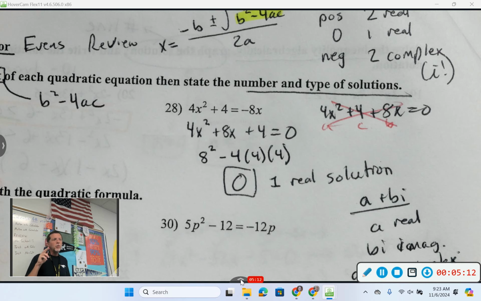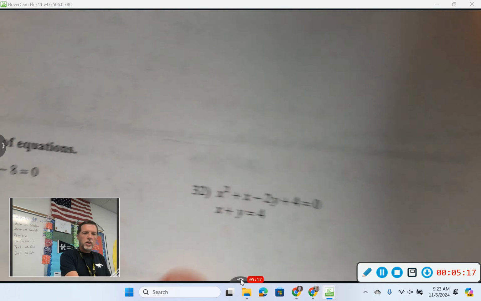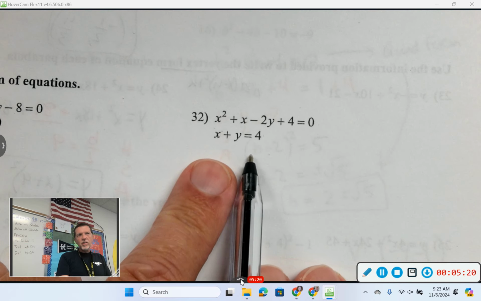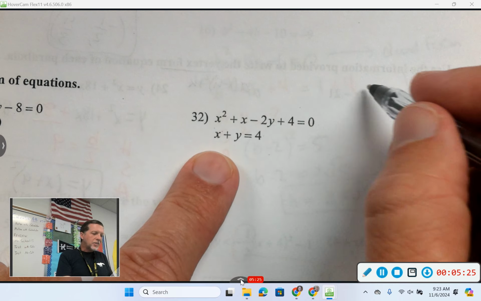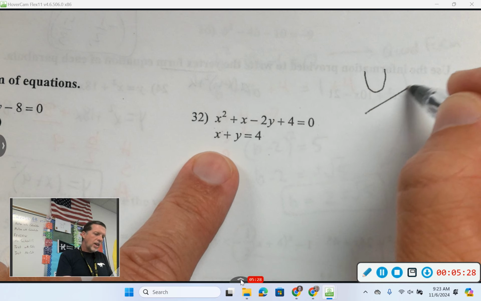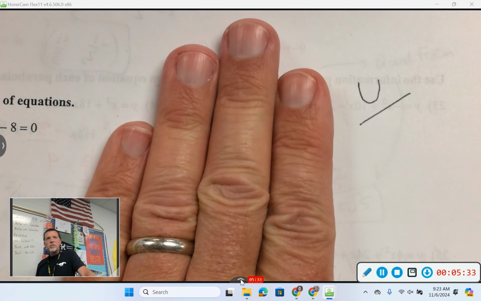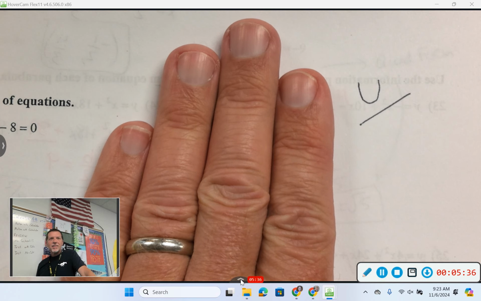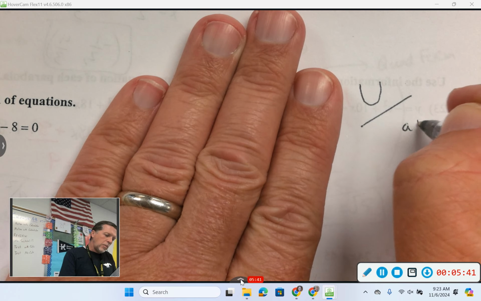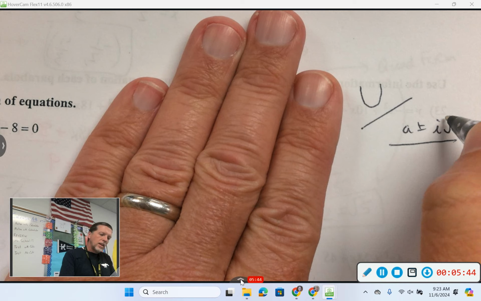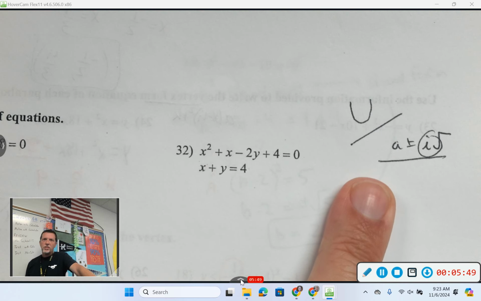The maybe two exceptions would be, we'll hit one here in a minute with 32. That's a system of equations. So in a system of equations, we're looking for where they intersect. And if the picture looks like that, and I don't know that it does for 32, but just in general, if the picture looks like that, where do they intersect? Nowhere. And in an equation, that would look like a plus or minus I square root of something. So if you hit I on a system, you would say no real solutions.